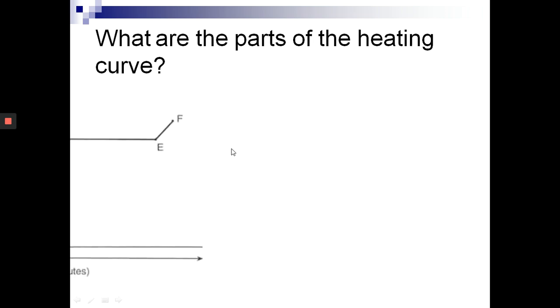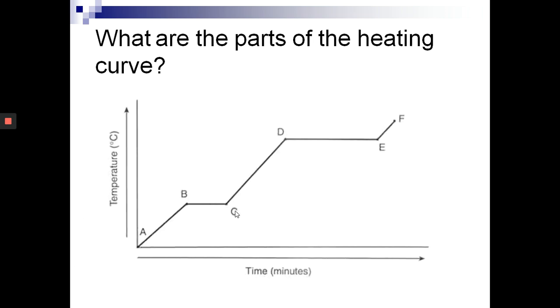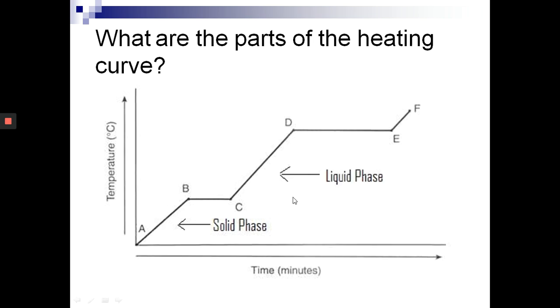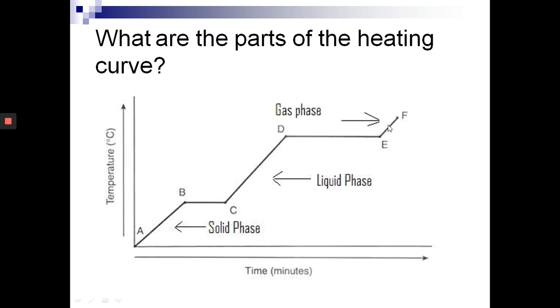And what are the parts of the heating curve? Let's go back to this heating curve. The first section, remember, is increasing. This is what we call the solid phase. This is when the given substance is cold enough to stay solid. Then the third section, which is the second increasing section, is called the liquid phase. And then the fifth section, all the way at the top here, another increasing section, is called the gas phase.